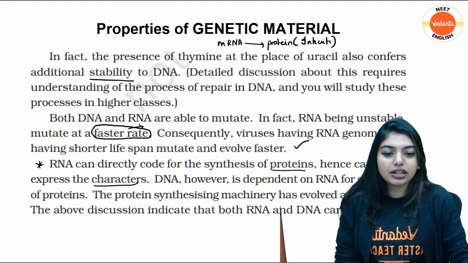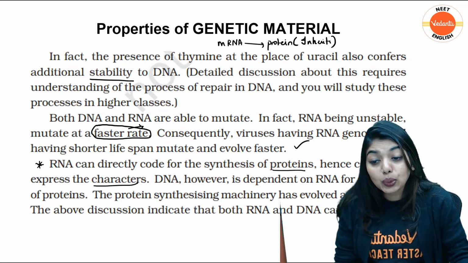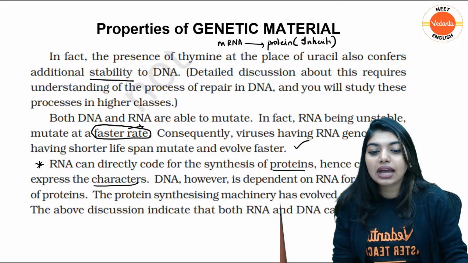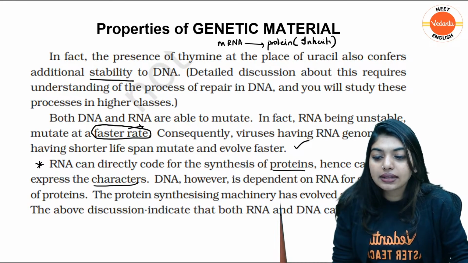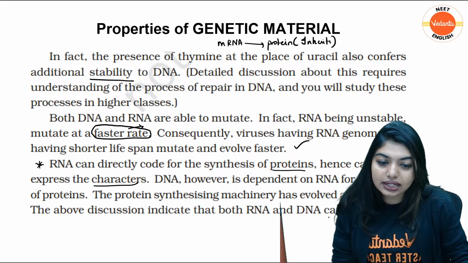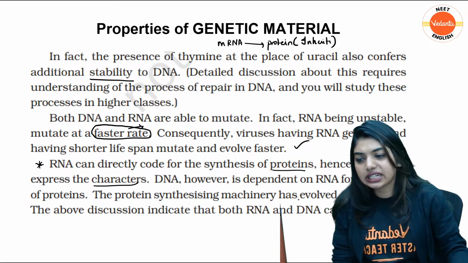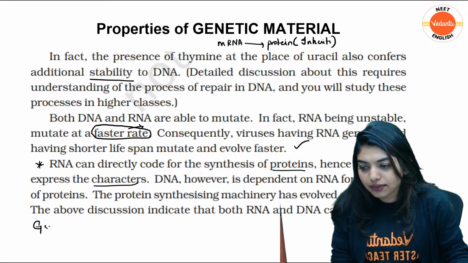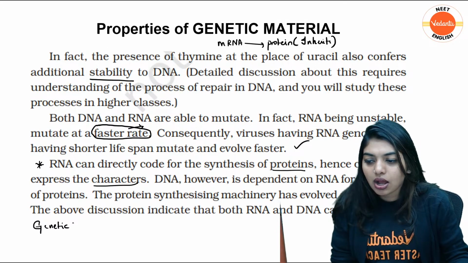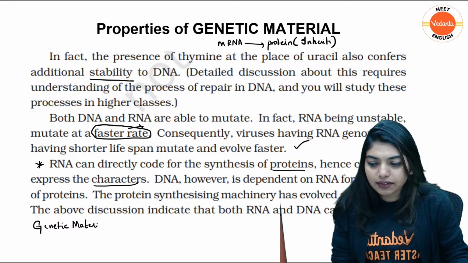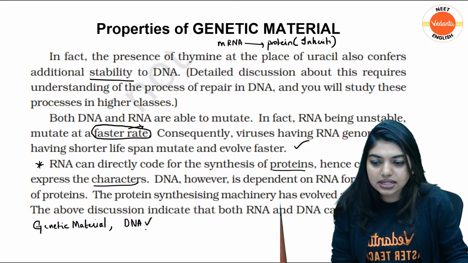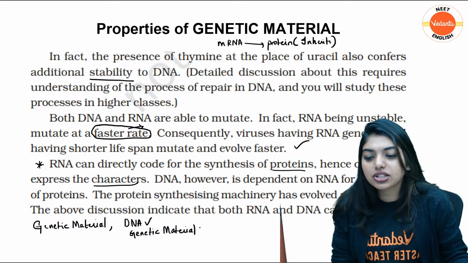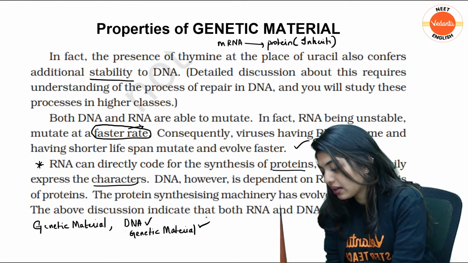DNA, however, is dependent on RNA for synthesis of protein. The protein synthesizing machinery have evolved around RNA. The above discussion indicates that both RNA and DNA can function as genetic material. But on a bigger scale, when we check out of all the organisms, DNA is the best genetic material, or the most applicable genetic material. Why? Because of many other points.